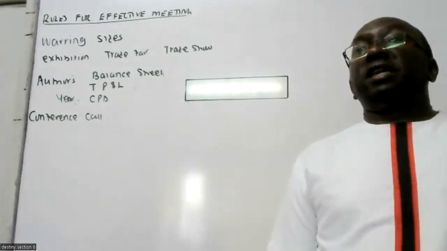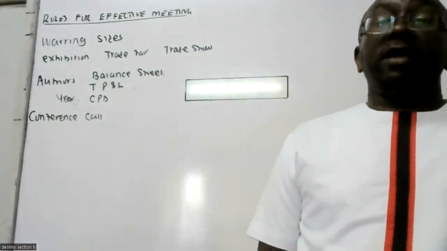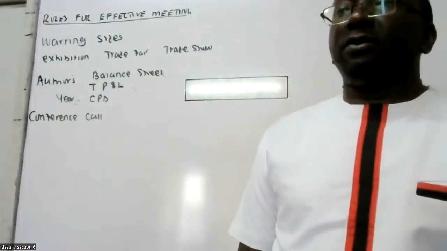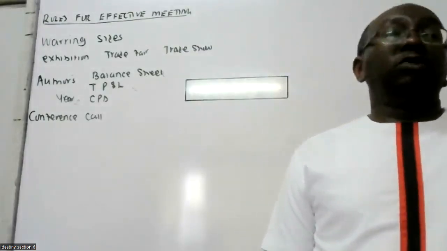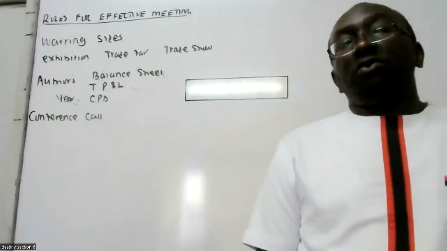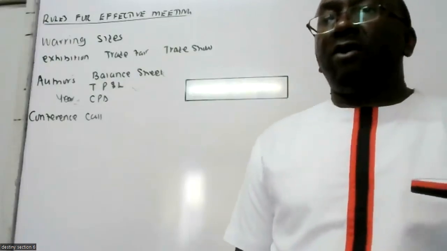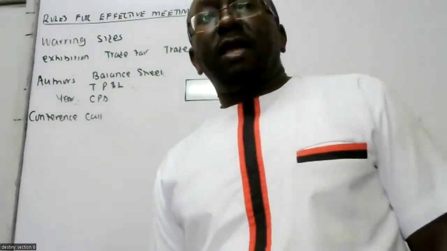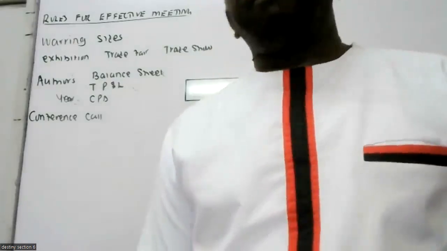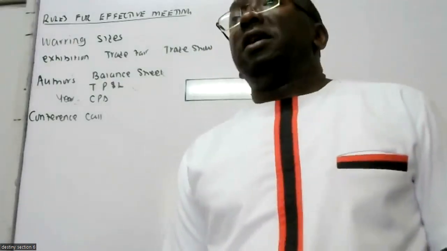Because you could be thinking that your meeting will be very popular, and you are thinking 1,000 persons will come, only 20 persons come. So what do you do with the rest of the space? You have hired a hall for 1,000 persons, and only 20 persons come. It will be a total loss.